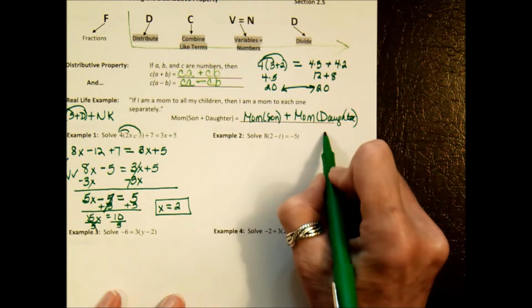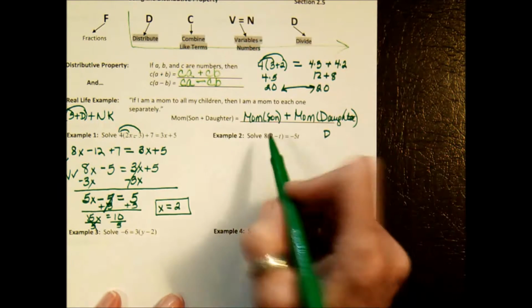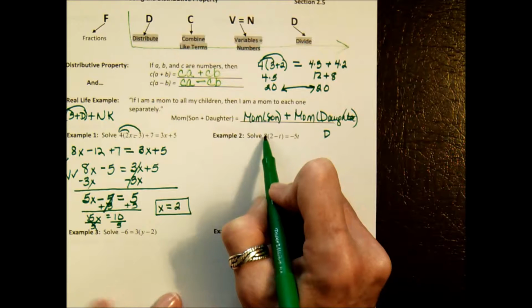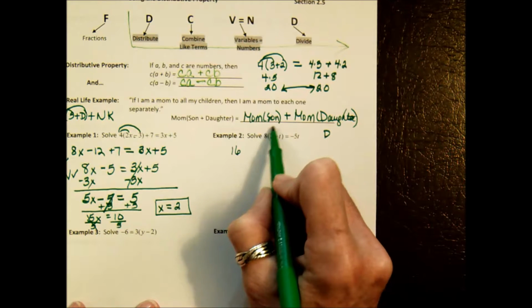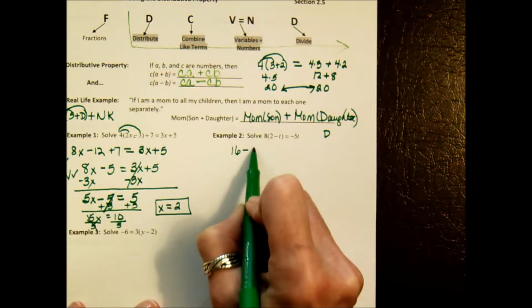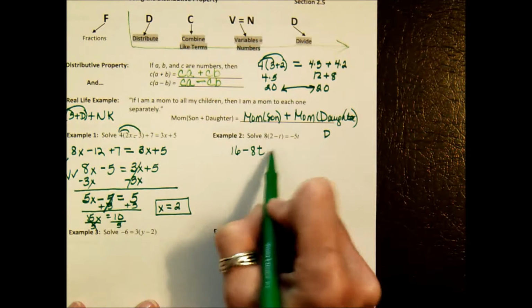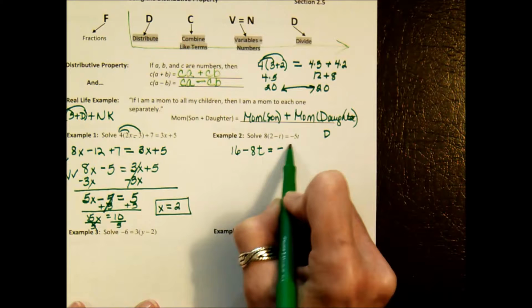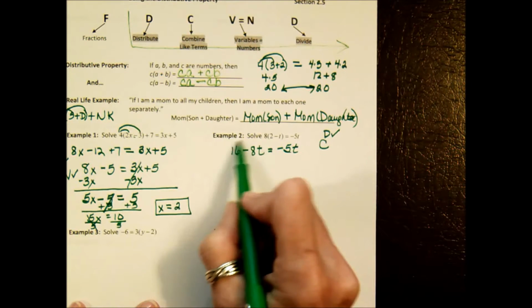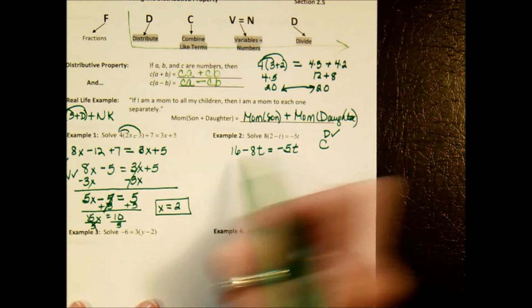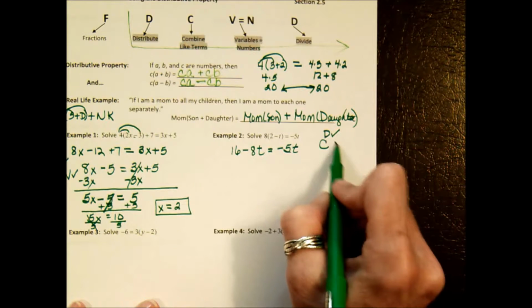Remembering our steps, we're going to distribute first. So here the 8 is being distributed. 8 times 2 is 16. 8 times negative t is negative 8t equals, the other side doesn't have a distributive property. We did that. Combine like terms. Look at the left. Are those alike? No, so don't combine them. And there's nothing to combine here, so we can't do that one.